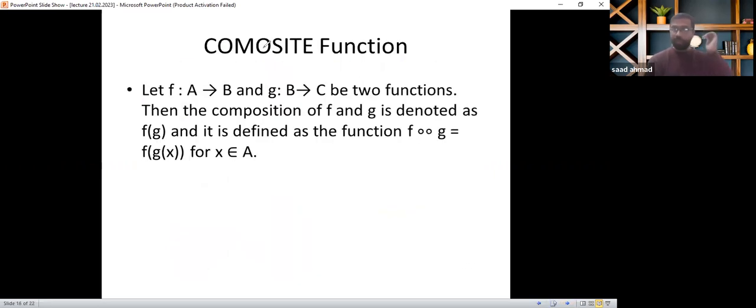Now we are moving to our next topic, which is composite functions. This is our second topic in the list, composite function.